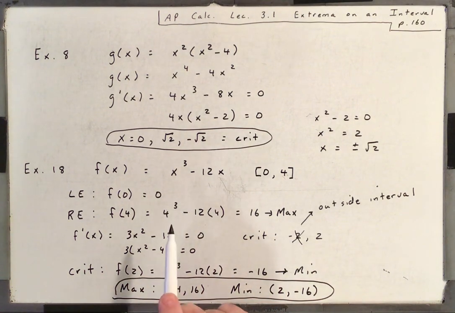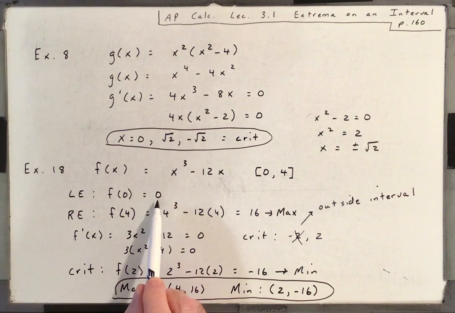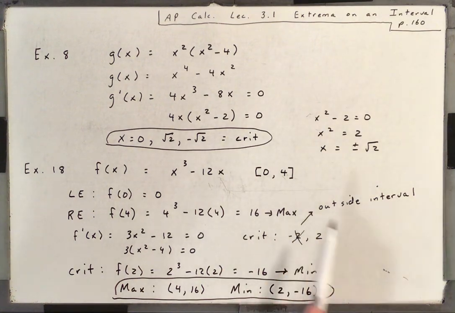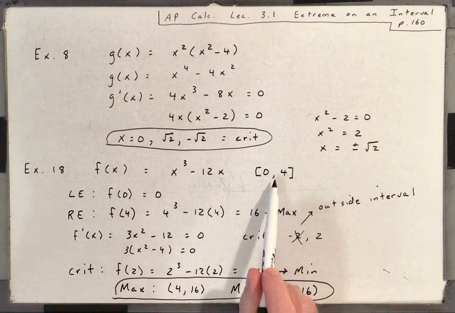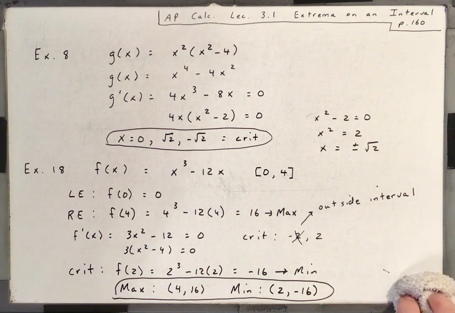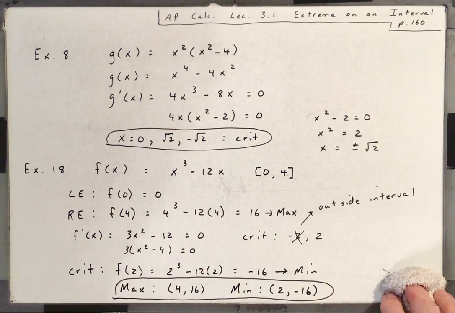So for our left endpoint, that's neither a max or a min at 0. So this curve, the way it goes, the minimum occurs at 2 in between this interval, and the maximum occurs at 4. All right, so that's the example you're going to refer back to in order to do quite a few homework problems.